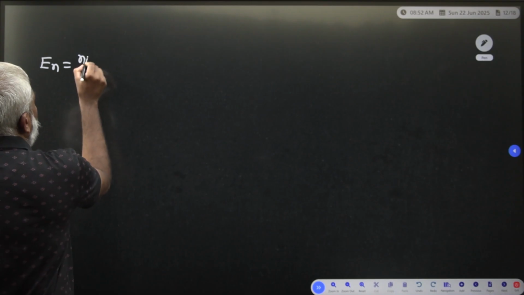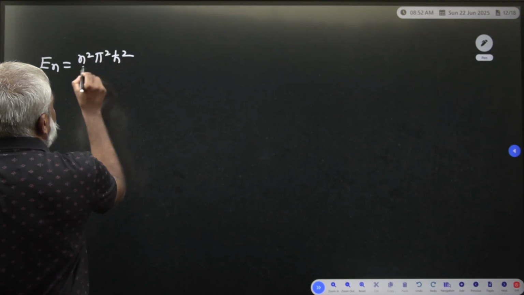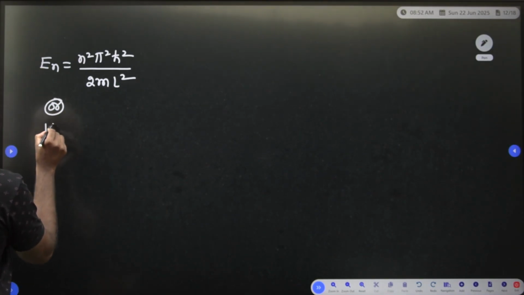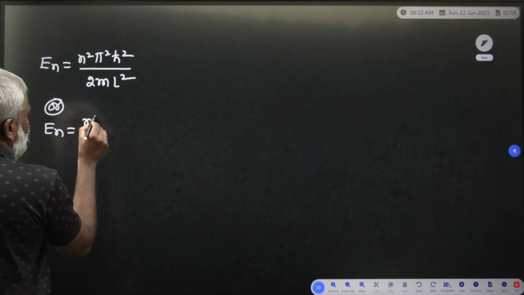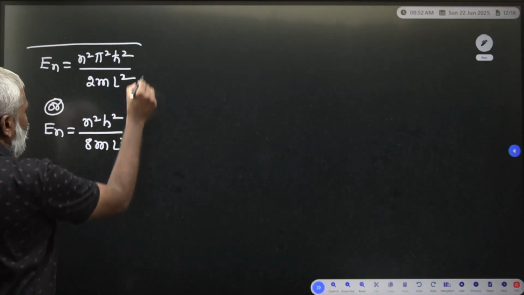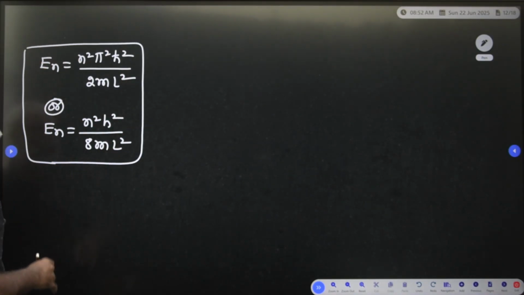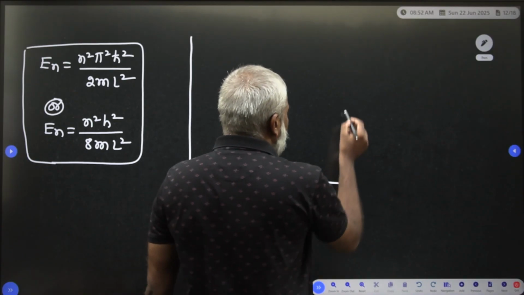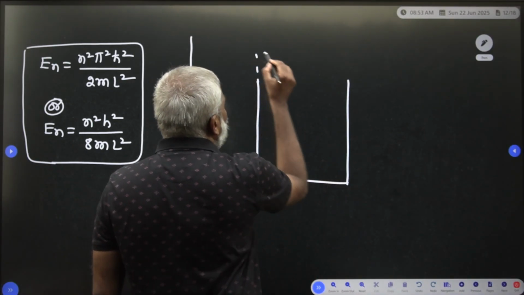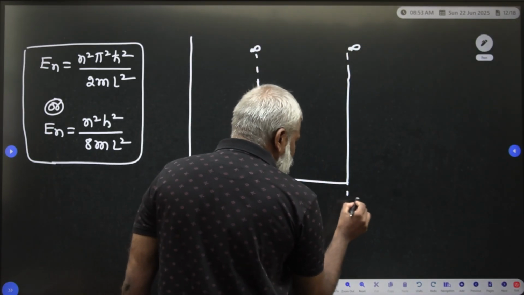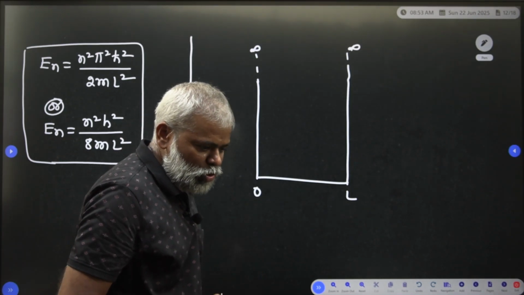Again I am writing this expression: E n is equal to n square pi square h cut square divided by 2m into L square, or E n is equal to n square h square divided by 8m L square. This is the energy of a one dimensional box. Now, remember the graphical representation of the one dimensional box. Consider that box as an infinite height box, with box length from 0 to L.